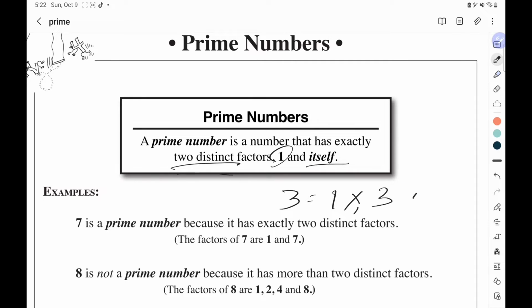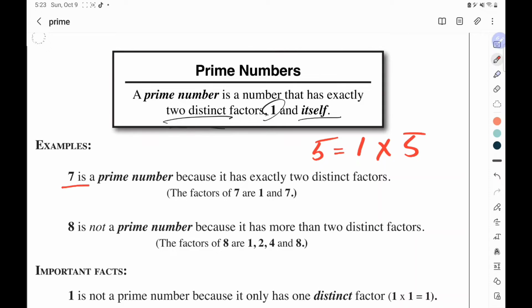Another example is 5. 5 has only one pair of factors, or two factors only, which is 1 times 5, right? If you multiply 1 and 5, you're going to get 5. However, there isn't any other combination of numbers that you can multiply and the answer will be 5, because the factors of 5 are only 1 and 5. That makes number 5 a prime number.